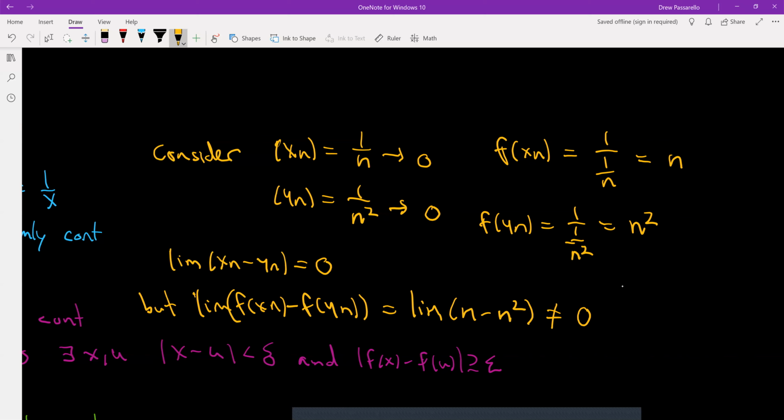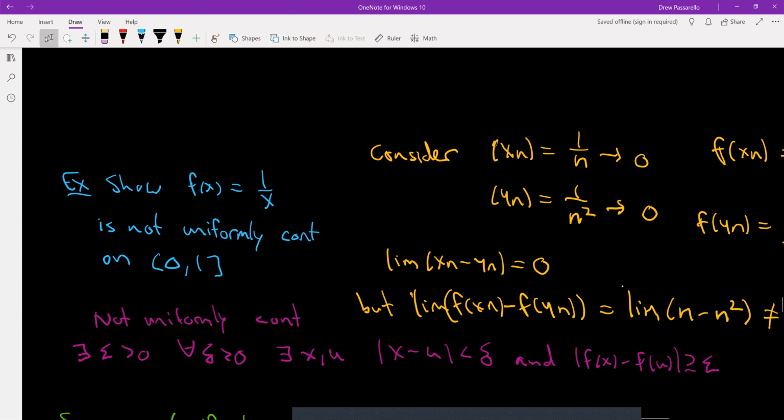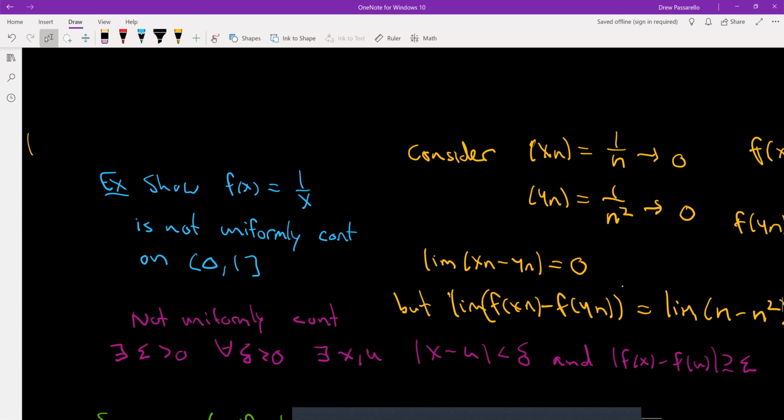So we produced two sequences, xn and yn, where you have the sequence 1 over n and the sequence 1 over n squared. Those go to 0, so the difference between them is 0 for the limit. But when you evaluate the function, it goes to infinity for the difference of the limits. So therefore, it's not 0. So this is not uniformly continuous since I was able to produce that. All right, so that's where I'll stop this video.